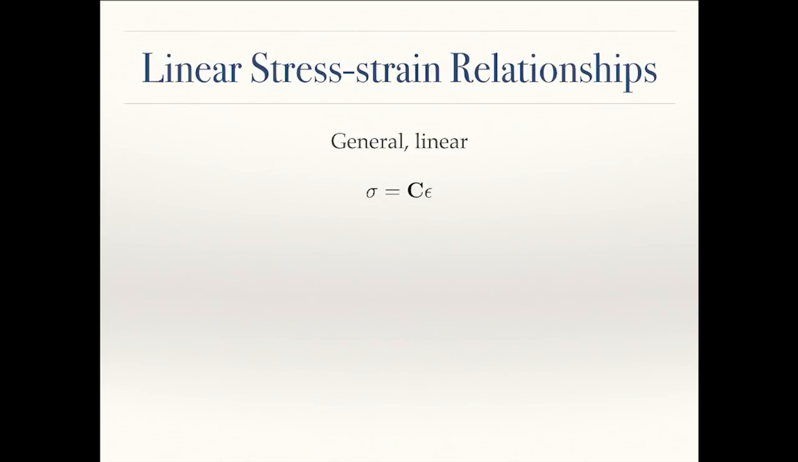But we'll just focus here on linear stress-strain relationships. So in general, we can say that the stress is a linear function of the strain. Here, C is what we call a rank 4 tensor. You can imagine it sort of like a 4-dimensional matrix. It has 81 coefficients in it. But it turns out that because both the stress and the strain are symmetric quantities, C ends up with just 36 independent coefficients.